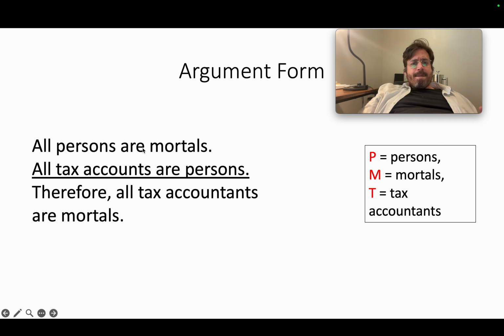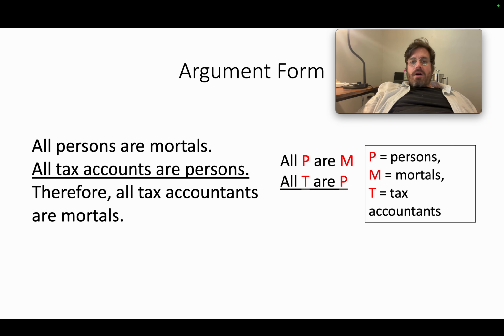Okay, so write out this whole argument, and now let's write out the formal version. The first premise becomes all P are M, where P represents persons and M represents mortals. The second premise becomes all T are P, where T represents tax accountants and P represents persons. And now try to write out for yourself the conclusion. How would you formalize: therefore, all tax accountants are mortals?